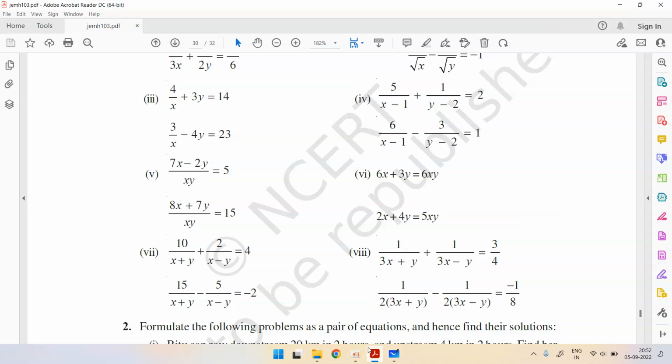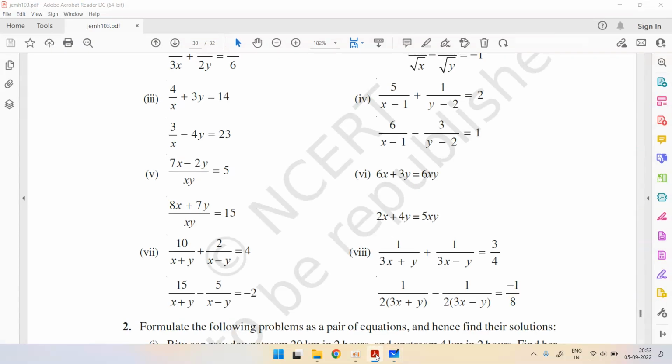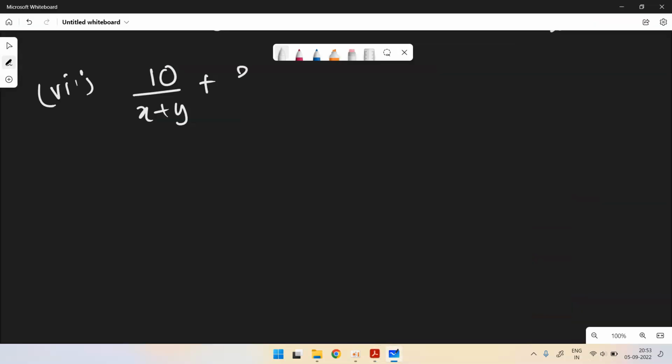Seventh part. It says 10 by x plus y, plus 2 by x minus y, equal to 4. This is the first equation. I'm taking this as the first equation.